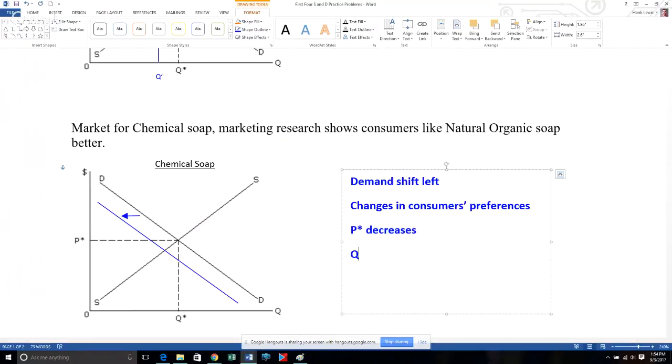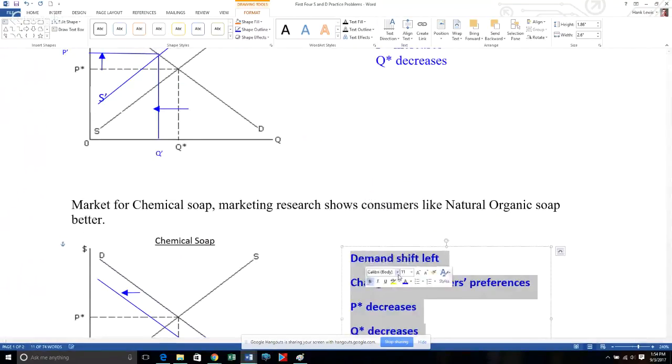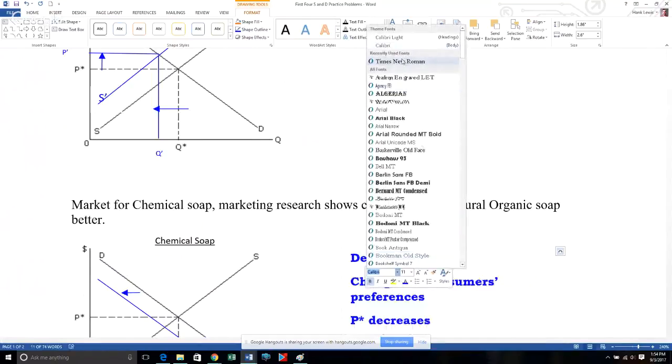here. That's our new Q star. Q star means equilibrium in general. Q star decreases as well. So we've got all the summary information going on there. And so that's all well and good.